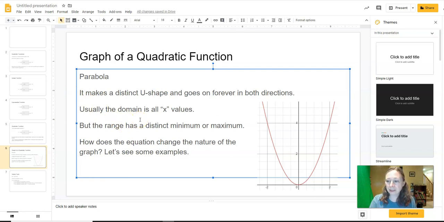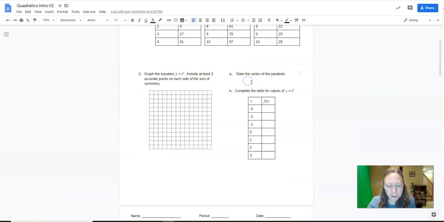Usually the domain is all the x values. You can pretty much plug any real number into a quadratic function and you'll get some kind of output. But for the range, you have a distinct minimum or a maximum. You noticed previously that when we square a number, we always get a positive. So in the case of the parent function, y equals x squared, the range is anything 0 and greater. It only outputs positive numbers. But if you change the nature of the equation, you can change the nature of the graph and also the domain and range.